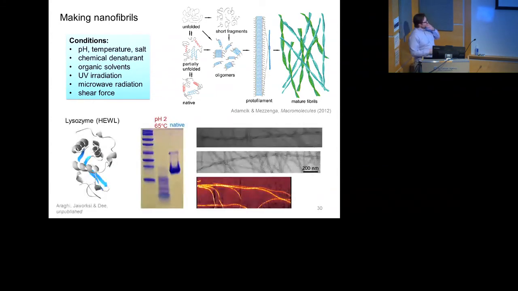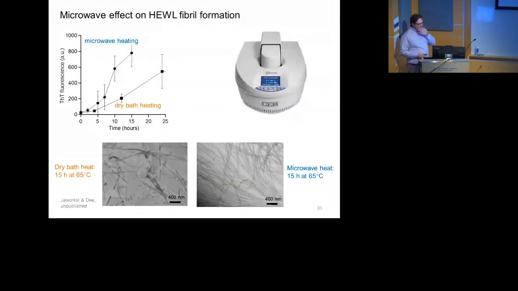As an example, we can do this with lysozyme. Here's intact lysozyme. Here's lysozyme after it's been at pH 2, 65 degrees, and on the order of 10 hours, you get these really nice amyloid fibrils. When I was at the University of Georgia, we had the fluorescence spectrometer, so I could do ThT kinetics. We also had a microwave, so I said to my student, okay, microwave the fibrils and see if that does anything, and measure the kinetics. It turns out the microwave heating gets you fibrils faster than dry bath heating. That's interesting, but it also looks like we're getting different fibrils based on how they look under a microscope.